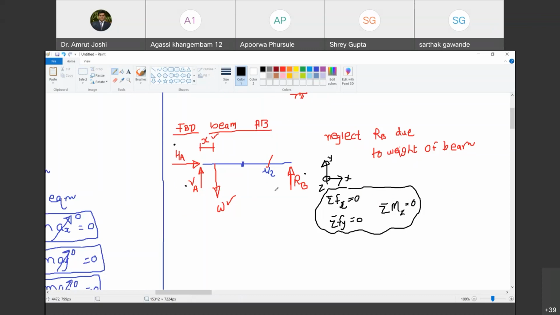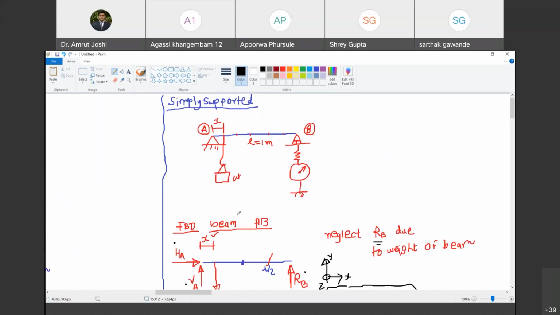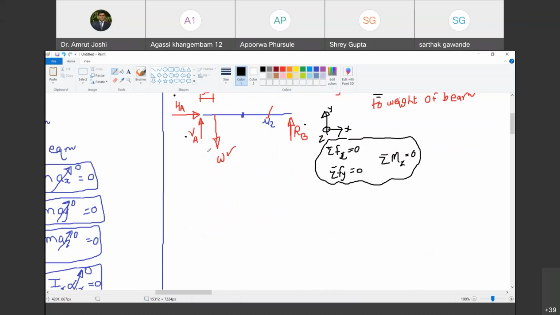Tell me, which of these three equations will you use first? What is our aim? Our aim is to get only RB. I am not interested in HA and VA. Are you with me? Yes, sir. Why am I not interested? Because I am going to measure only RB. If I am measuring only RB experimentally, why should I waste my effort in calculating HA and VA? Happy? Yes, sir. So now see what I am going to do.